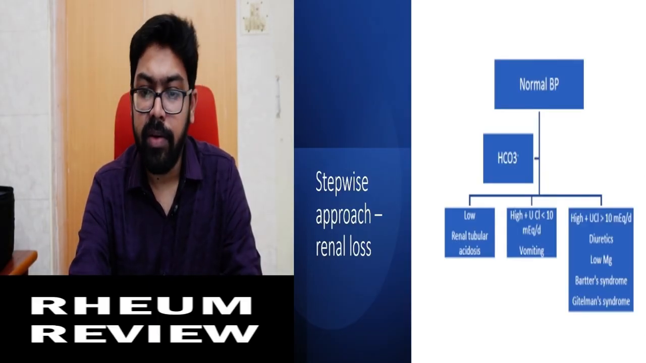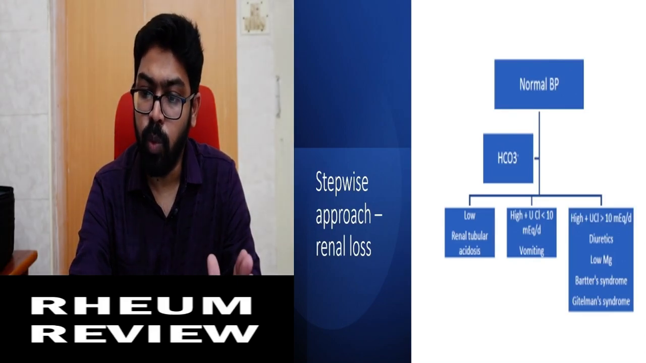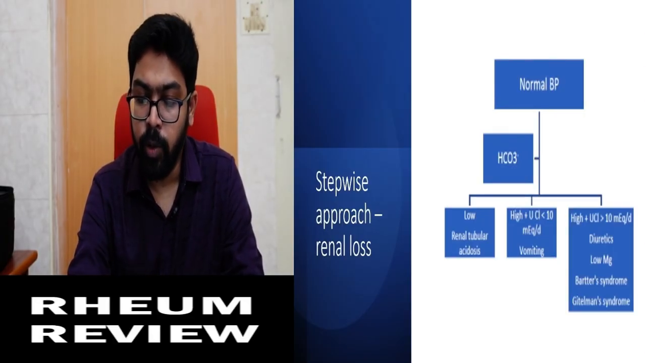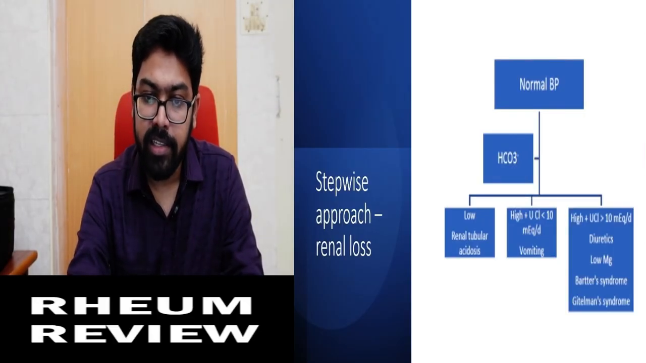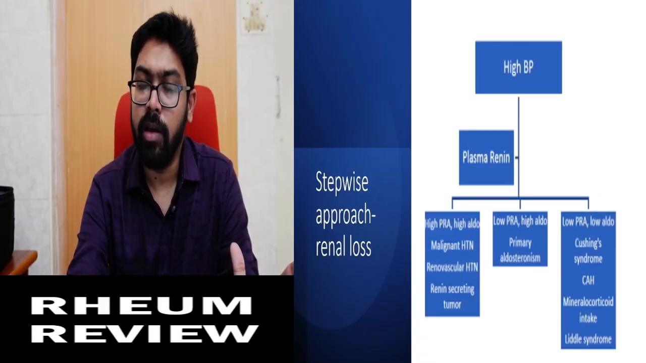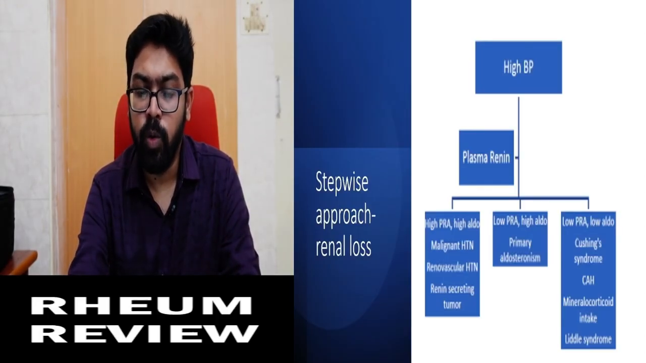If the patient has high bicarbonate level or a normal bicarbonate level with urine chloride more than 10 milliequivalent per day, the differentials are diuretic usage, low magnesium level, Bartter syndrome, and Gitelman syndrome. That's the approach to renal loss of hypokalemia with normal BP. Now we are going to look at renal loss of hypokalemia with high BP.